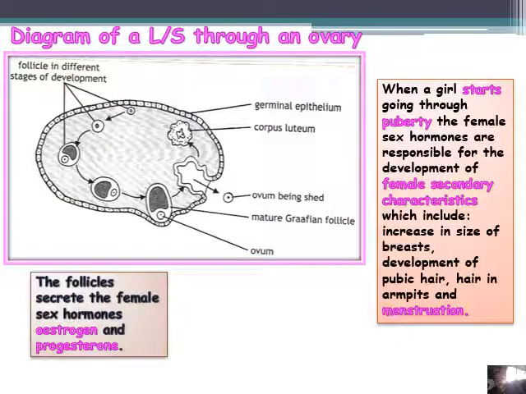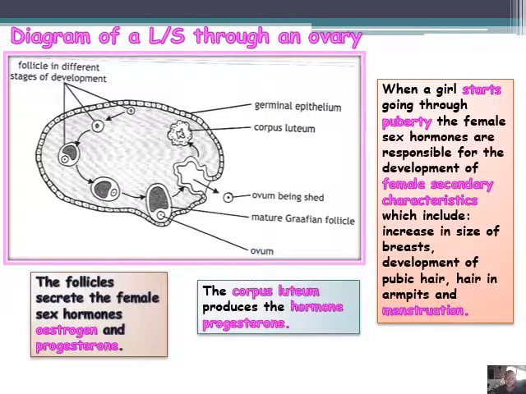While the girl goes through puberty, the female sex hormones are responsible for the development of female secondary characteristics, which include increased size of breasts, development of pubic hair and underarm hair, and menstruation. The corpus luteum produces the hormone progesterone.